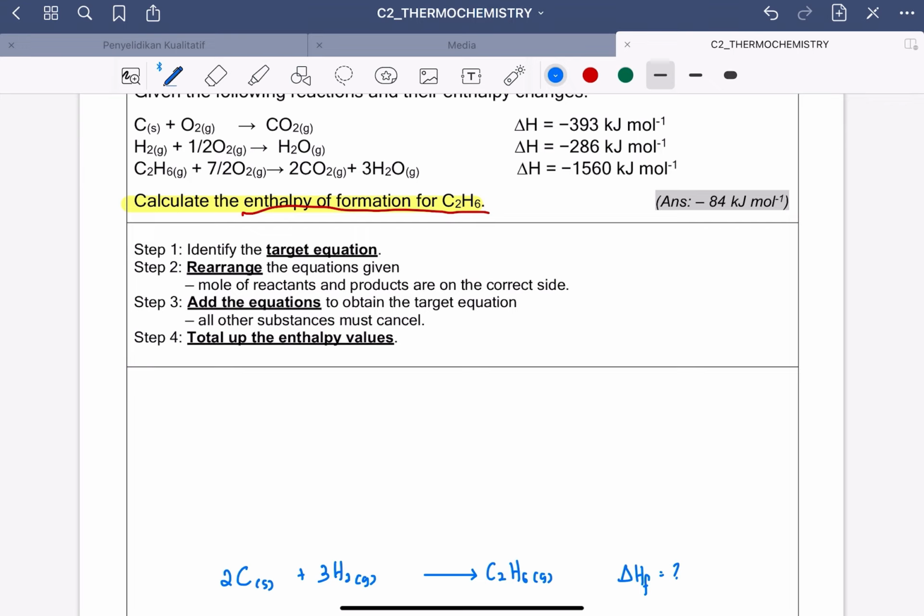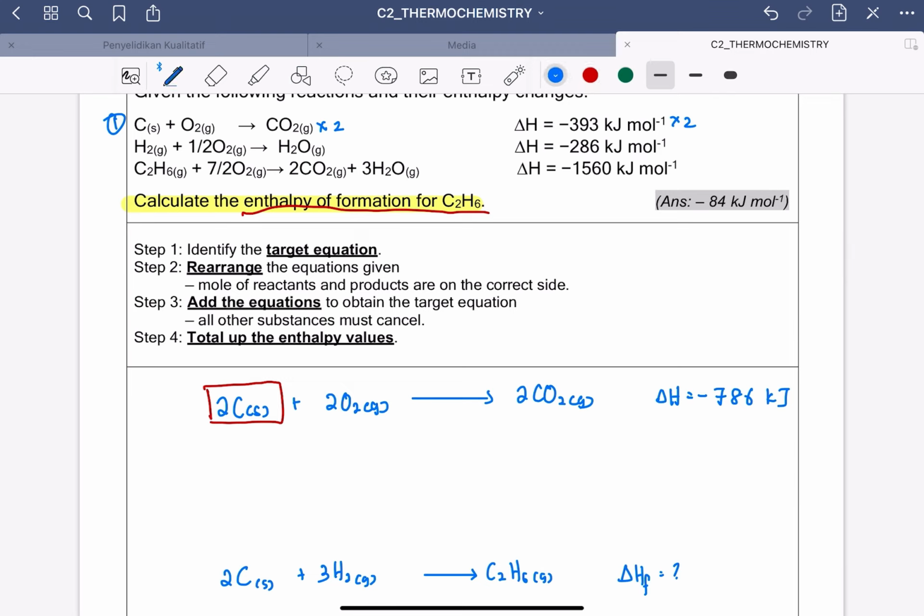Then for the first equation, we want the carbon and we need to multiply this with 2. This one with 2 as well. So we are going to get 2 carbon, 2 moles of oxygen, and 2 moles of carbon dioxide with the enthalpy negative 786 kilojoule. Okay, so plug this.